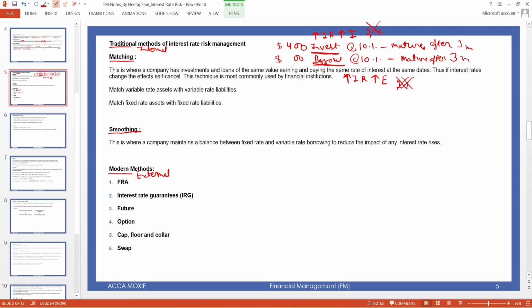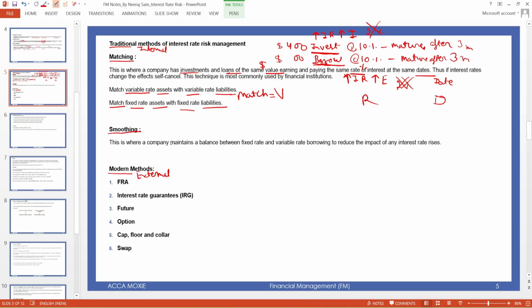This means a company matches investment and loan of the same value. We match value, rate and date. If we match all these, we don't face any risk. We have to consider that if the asset is variable, then the liability should be variable. If our assets are of fixed rate, then our liabilities should be of fixed rate. Only then can we mitigate the risk. Mitigate means reduce or manage the risk.